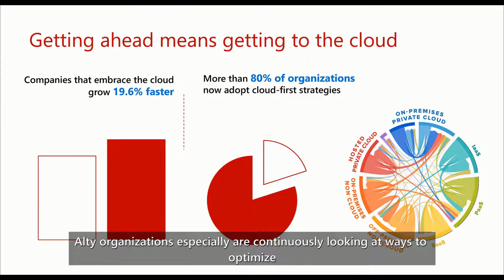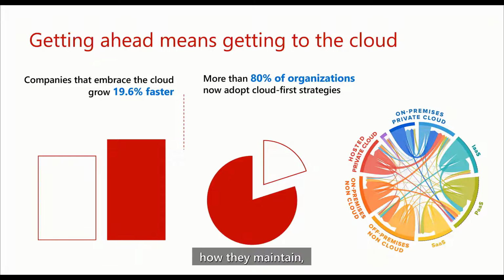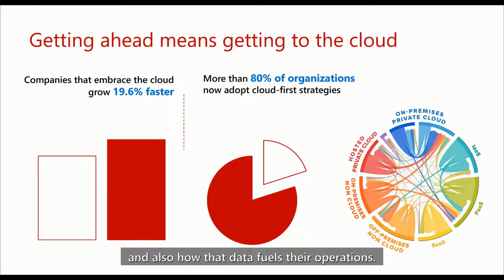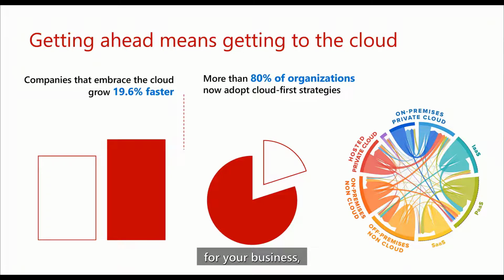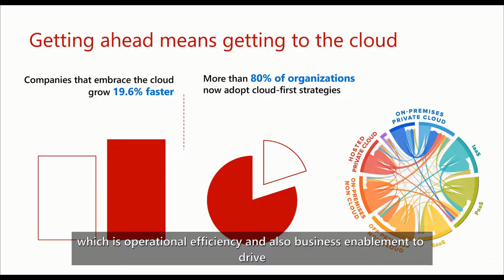IT organizations especially are continuously looking at ways to optimize how they maintain, how they use, how they store the data, and also how that data fuels their operations. Modernizing to the cloud is part of their strategy and can help you achieve two other important things for your business, which is operational efficiency and also business enablement to drive continuous growth.